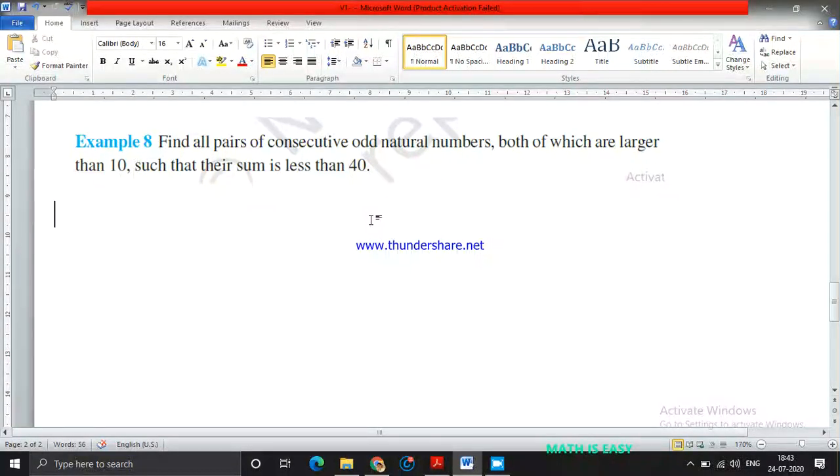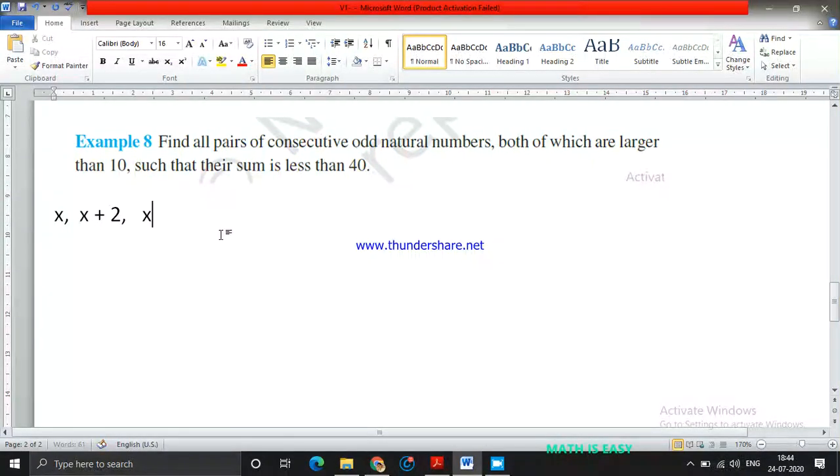They said two consecutive odd natural numbers. Let the first odd natural number be x. Then the next odd natural number is x plus 2. If x is 3, the next number has to be 5. There is a difference of 2 between two consecutive odd natural numbers. If you take any two, 9 and 11, 13 and 15, 101 and 103, there is a difference of 2.